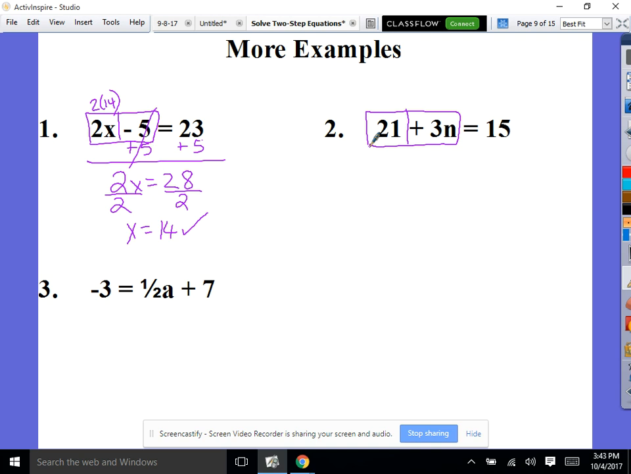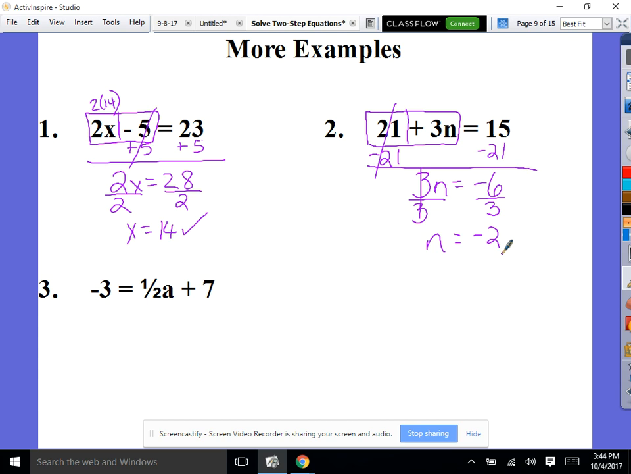Draw the line in front of the sign. So if we don't have a sign with our constant 21, it's positive, which means we're going to have to subtract. That leaves us with 3n. 15 minus 21 is negative 6. Step 3, we divide and conquer so that n equals negative 2.